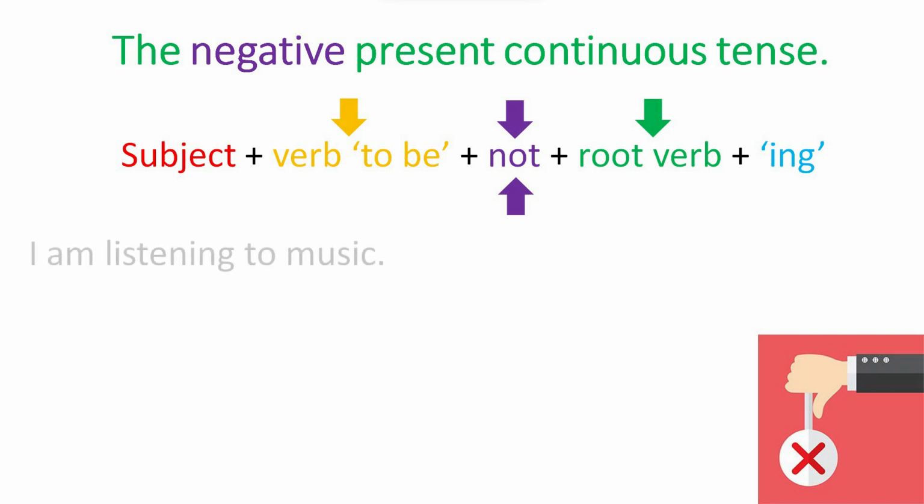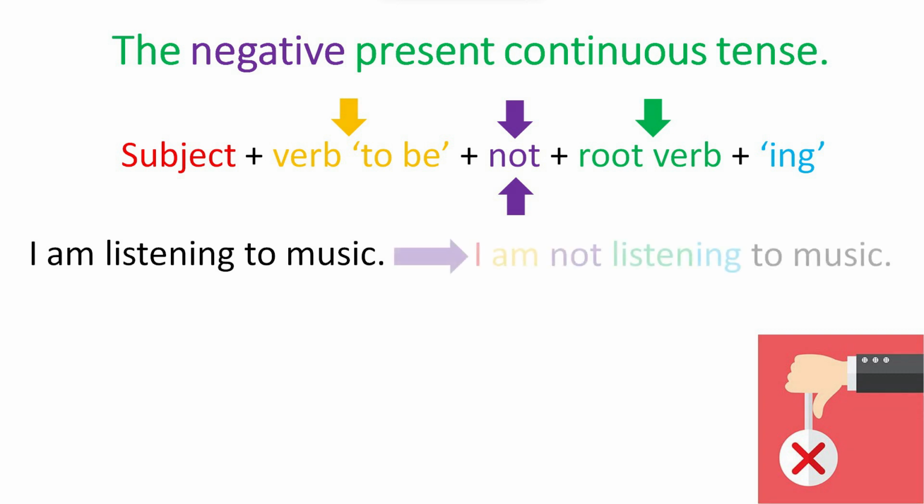For example, I am listening to music. This is a positive sentence. To make it negative, we would say, I am not listening to music. We have just added the word not between the verb to be, am, and the root verb, listen.